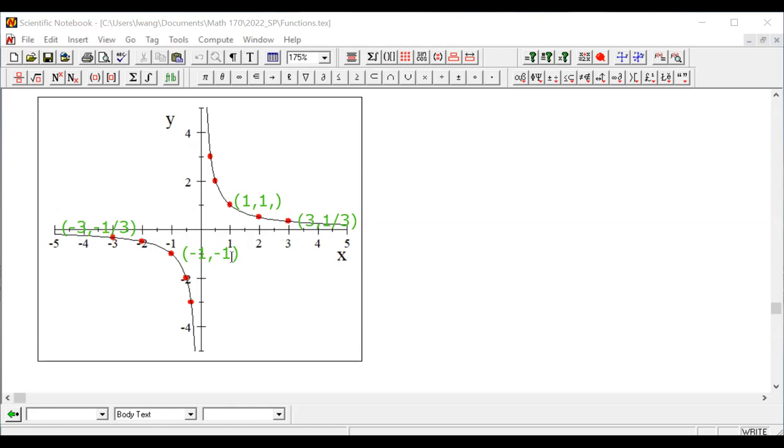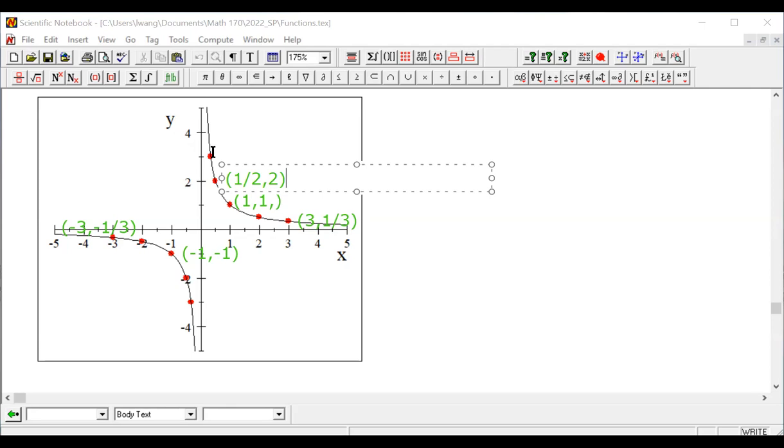Now, these are the points you saw on the table. Input is 1, 2, 3, and input of -3, -2, -1. How about this point? This point is (1/2, 2).